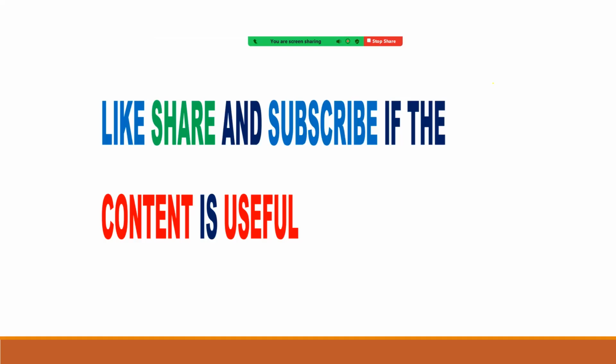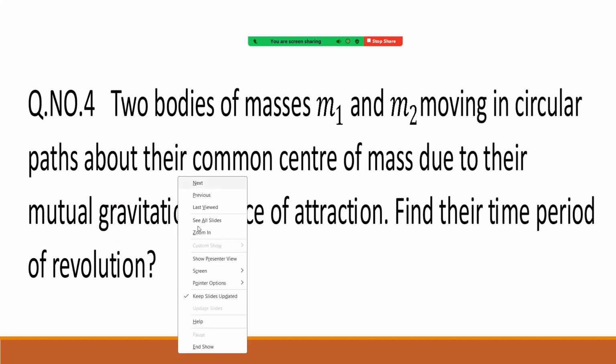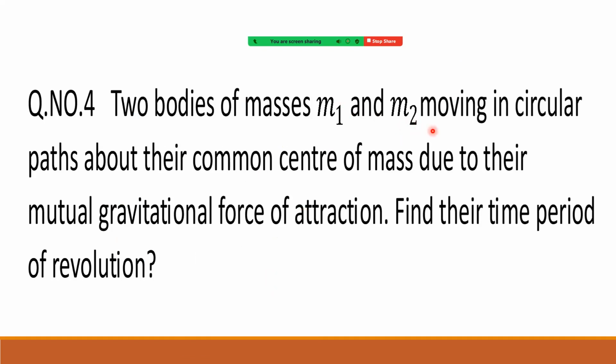Hi students, in this lecture I am going to discuss problems based on intensity of gravitational field and variation of g. Let us see the first one. Two bodies of masses m1, m2 are moving in circular paths about their common center of mass due to their mutual gravitational force of attraction. Find their time period of revolution.